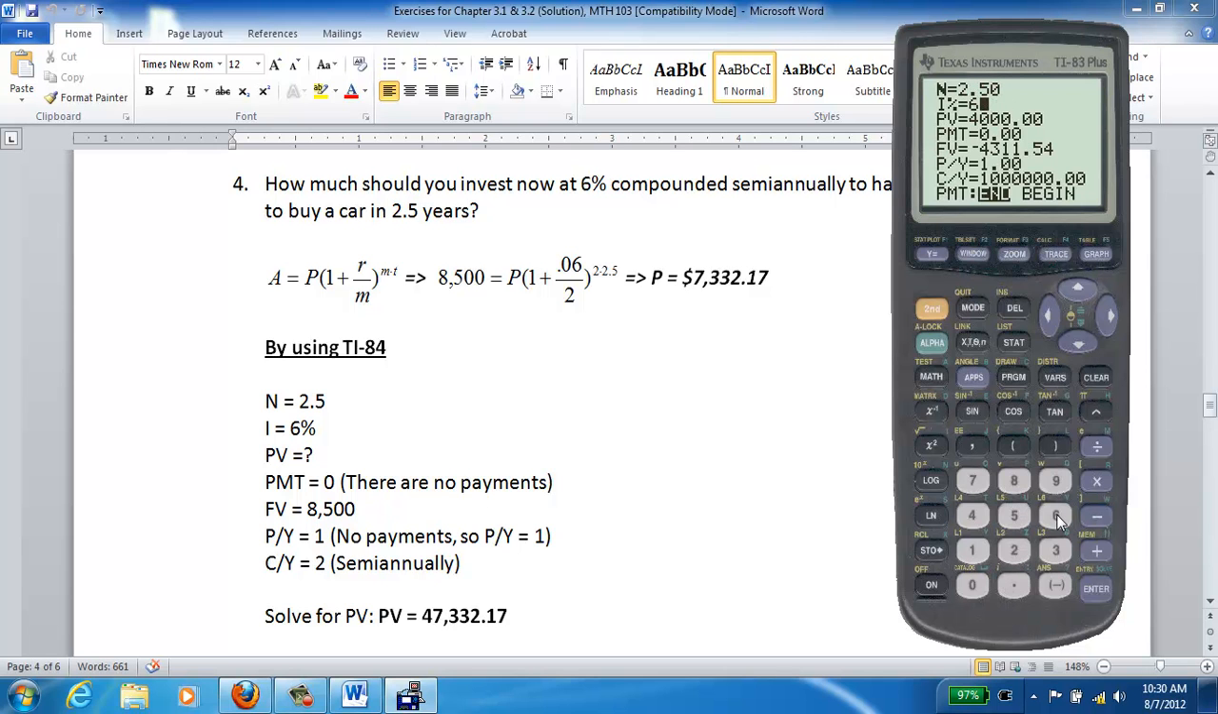The interest rate is 6%. Present value will be unknown. Future value is 8,500, and then C/Y semi-annually will be 2. So now the unknown is the present value: alpha, enter, and the present value will be $7,332.17.